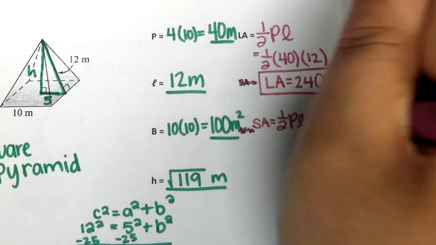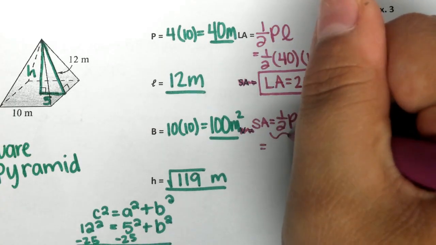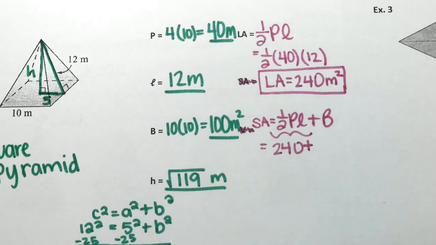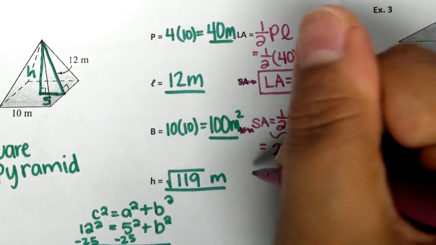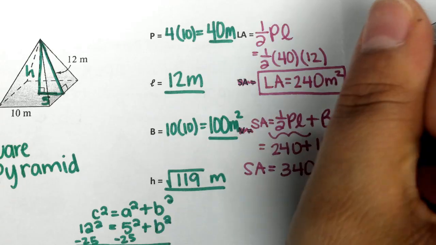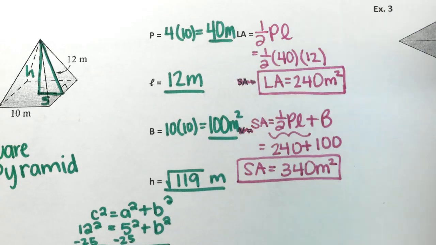1/2 PL plus B, or lateral area plus B. We already know the 1/2 PL was what? 240. What's my B? 100. So what is the total surface area here? 340 meters squared. 100, we have it right next to it.